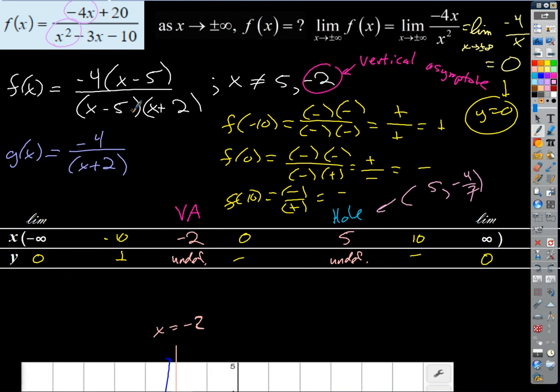But there were some other places we still needed to be careful about. Any place where we got a 0 of the bottom, we put that on our chart. -2 ended up being a vertical asymptote, 5 ended up being a hole. We still have to check the value of the function, picking test points that are around and between those. How come? Well, why the vertical asymptote?